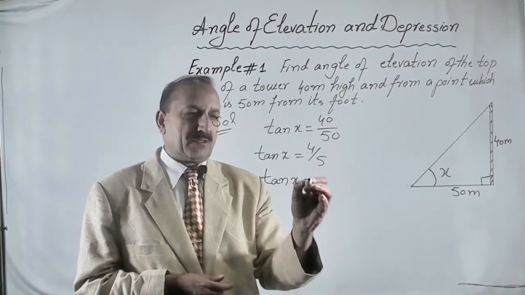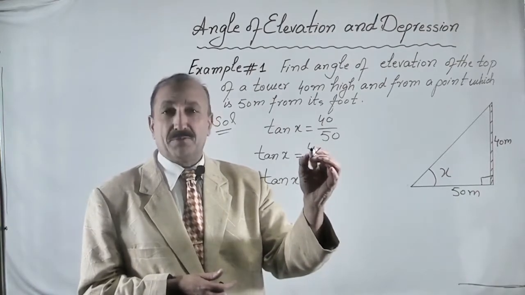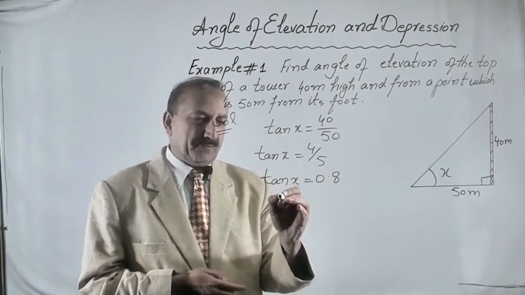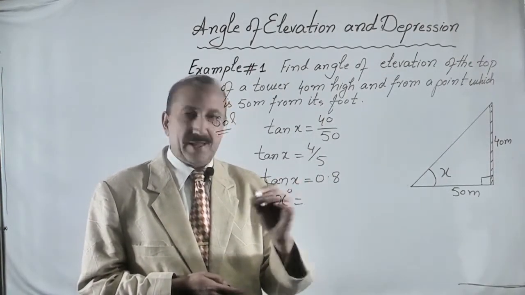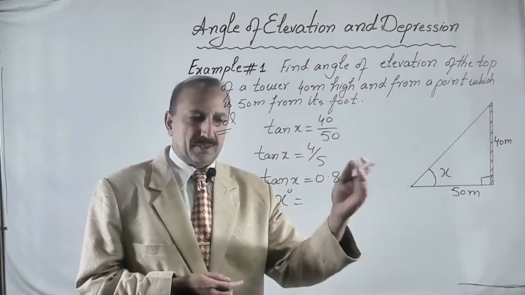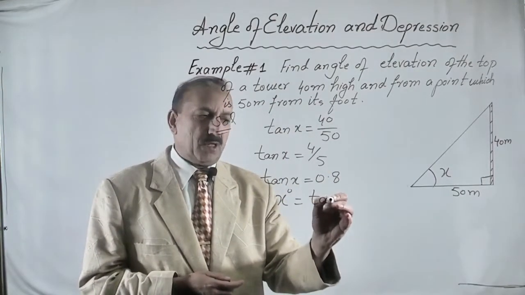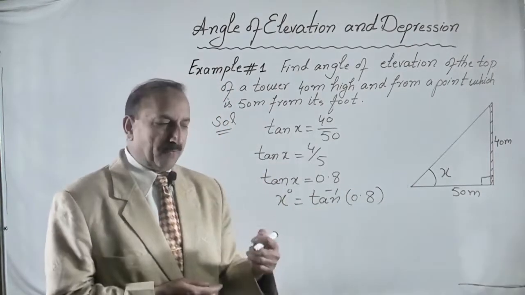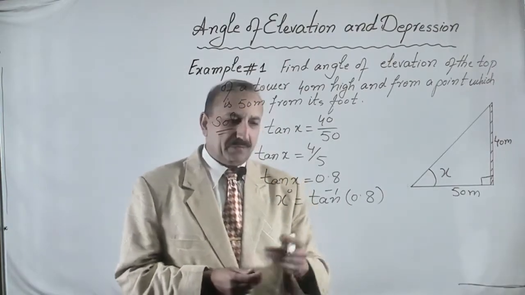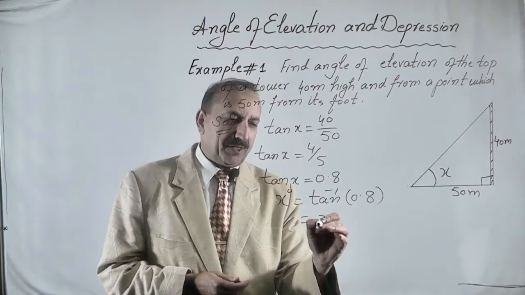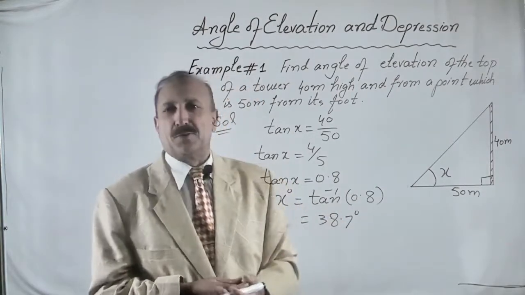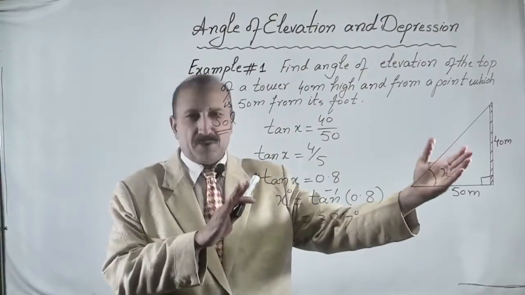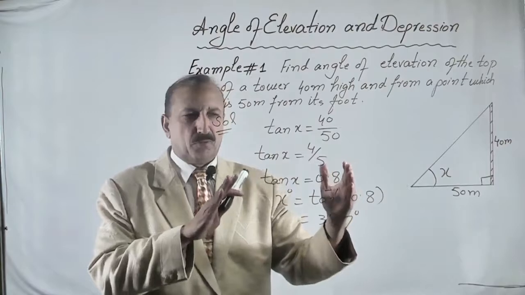and this tangent of x can be written in the form of a decimal. When we divide 4 by 5, we will get 0.8, and then our target is to find this angle x. We transfer this tangent to the other side. This will be tangent inverse of 0.8, and with the help of a calculator, when we operate it, we will get this angle 38.7, my dear students.